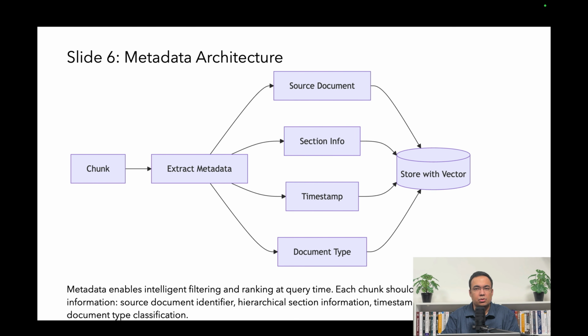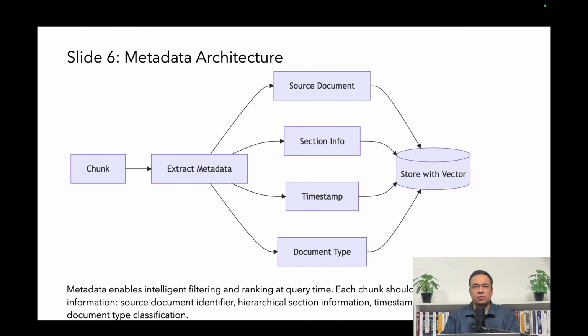This metadata supports pre-retrieval filtering, which is pretty powerful. Queries about recent features should filter by recency before even doing similarity search. Queries about API documentation should filter by document type. This approach reduces your search space before similarity computation happens, which improves both performance because you're searching fewer vectors and relevance because you're only looking at the appropriate content.